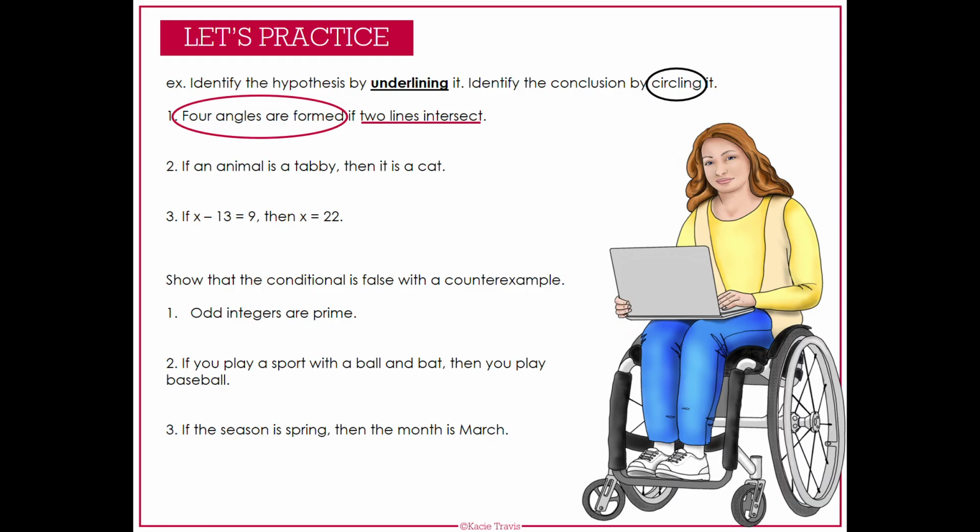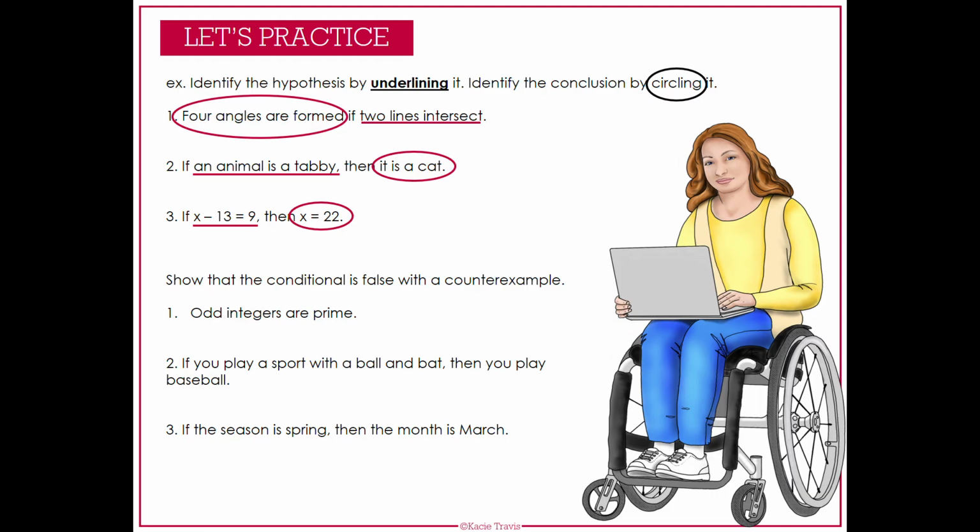Now the other two, a little bit simpler. It says if an animal is a tabby, then it's a cat. So the animal is a tabby, that's our hypothesis. Our conclusion is, then it's a cat. And same thing for 3, nice and simple. X minus 13 equals 9 is our if, which is our hypothesis. And our then is X equals 22.